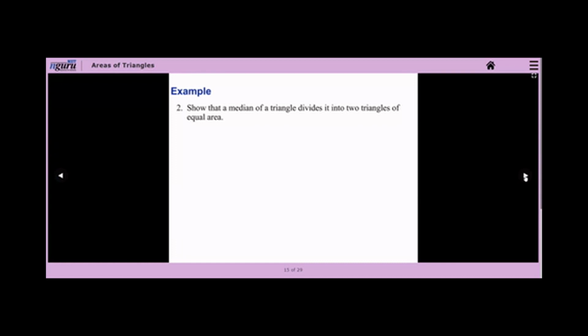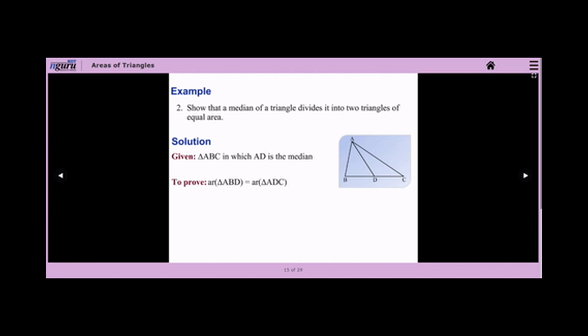Example 2. Show that a median of a triangle divides it into two triangles of equal area. The triangle ABC is given, in which AD is the median. We need to prove that the area of the triangle ABD is equal to the area of the triangle ADC. Draw AE perpendicular to BC. How can you prove?